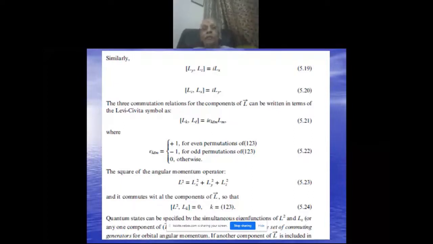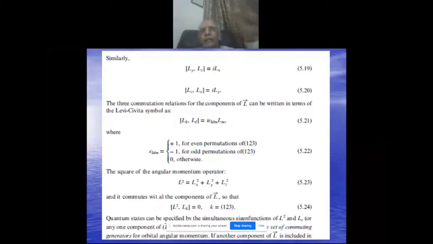If you take another component, then you will find that L squared will commute with Lx, L squared will commute with Ly, but Lx and Ly do not commute. That's what we started with, by saying that the Lx, Ly commutation relation is not equal to 0. Therefore, you will find L squared will commute with Lx or Ly or Lz.